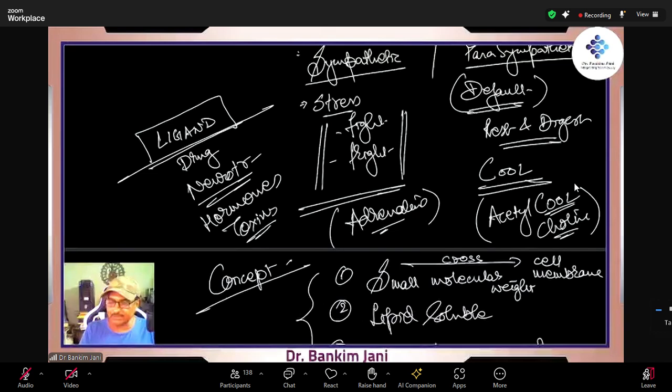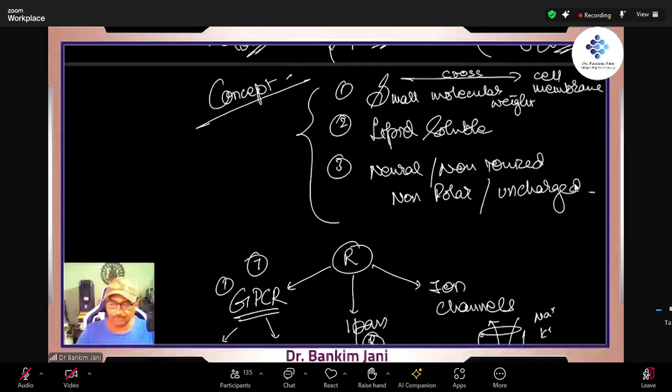So we have got the sympathetic and parasympathetic systems. Sympathetic is stress, the fight and flight response, and parasympathetic is rest and digest. In the sympathetic, it is adrenaline and cortisol, while in the parasympathetic, it is acetylcholine. Small molecular weight substances that are lipid soluble and uncharged can pass through the cell membrane. They can cross the cell membrane easily without any trouble.